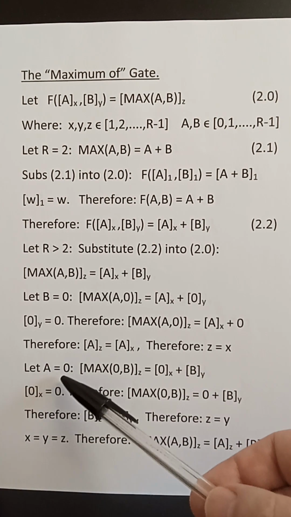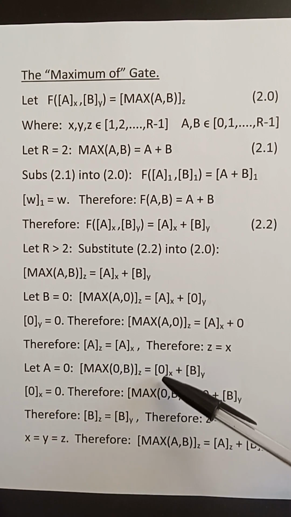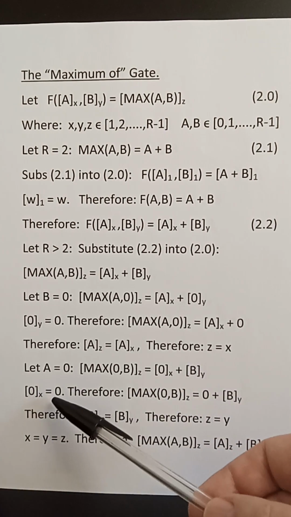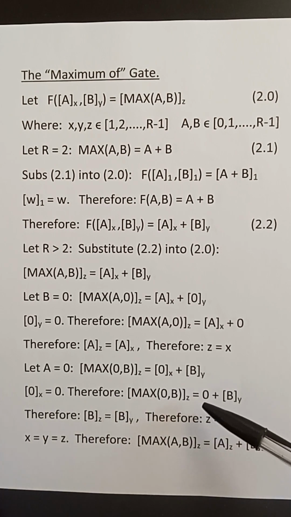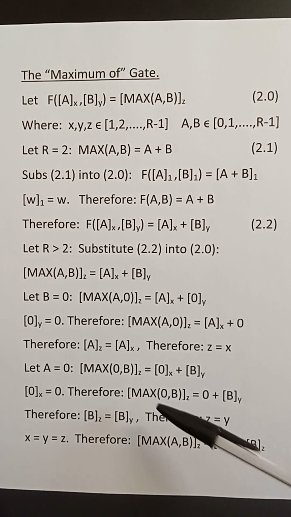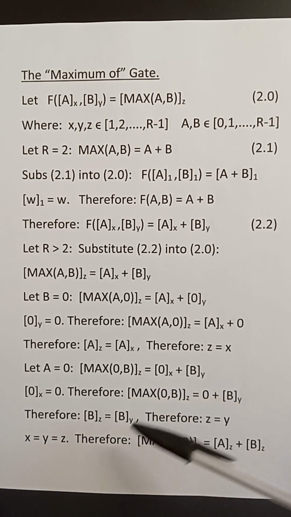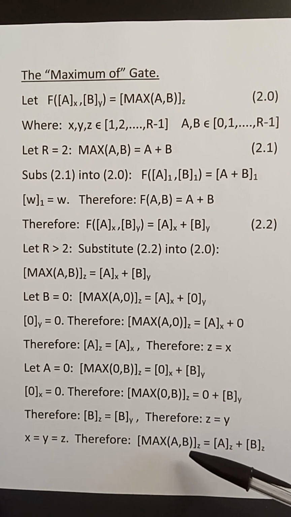Now we'll let a equals 0, max(0,b)^z equals 0^x or b^y. 0^x equals 0, therefore max(0,b)^z equals 0 or b^y. Now this equals b^z and so does this equal b^y. So we conclude that z and y are the same, z equals y. Therefore x equals y equals z, therefore max(a,b)^z equals a^z or b^z.